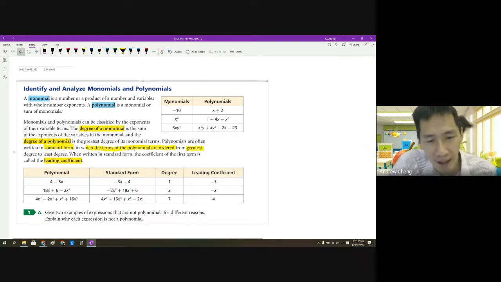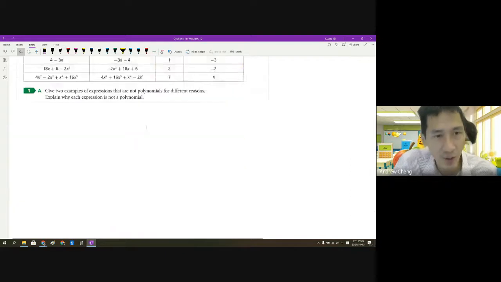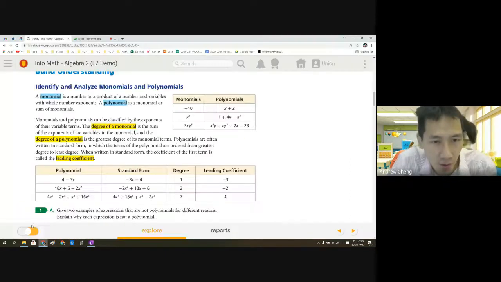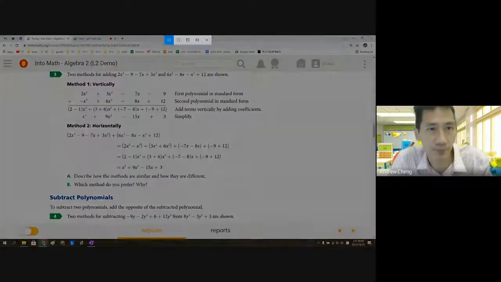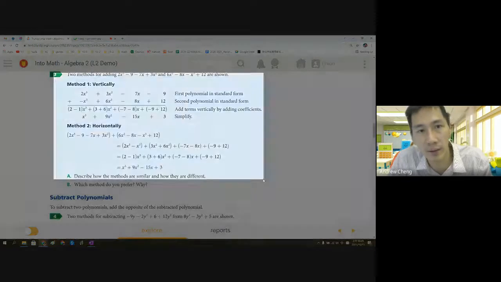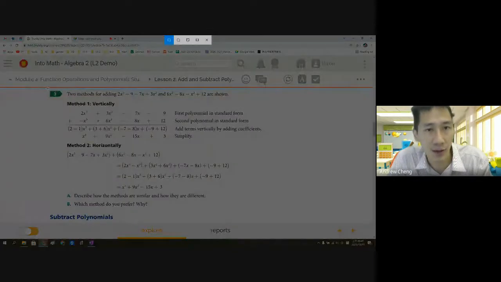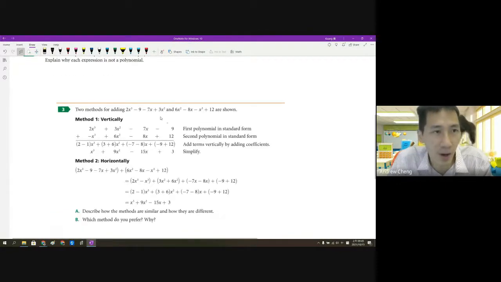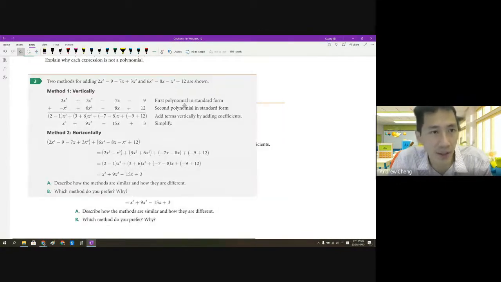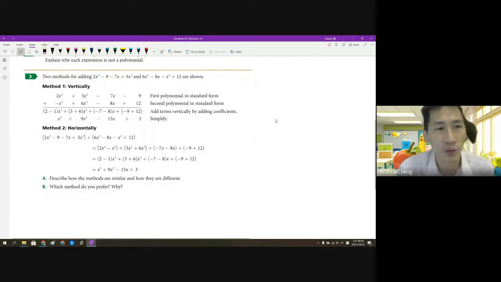Okay, so we have to add and subtract polynomials. We have two different ways. One we call vertically and the other is horizontally. Both you can use either way. Choose the way you like. The reason we write in standard form is because it's easier for you to subtract or add. So for vertical, first you have to arrange the like terms in the same column.